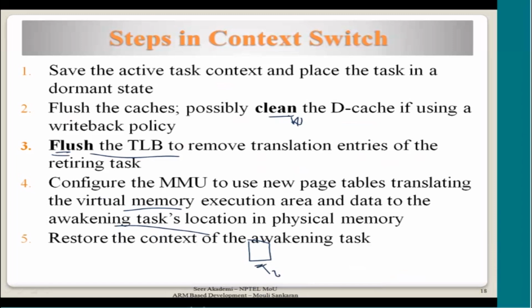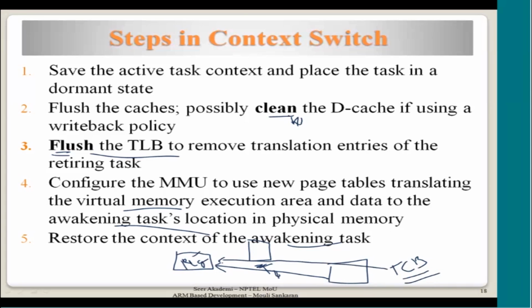Restore the context of the awakening task. Restoring the context means we are restoring the register values which were there, the values of R13 and R14, R15, all those things have to be restored. Where is it restored from? It is restored from the OS. The OS maintains a TCB, called the task control block. It maintains the information about the values of the registers when the task went out. It maintains this in the task control block, then writes back into this location, cleans the caches, and then starts the new process to run. The new process comes into our processor and starts running.